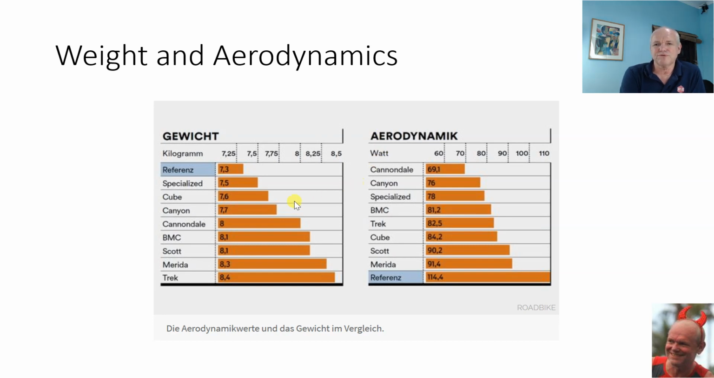You also have to consider the weight. Here you can see the weight of aero bikes related to the reference bike, which is a normal road bike. Aero bikes are always a little bit heavier. That is related to the wheels, but it's also related to the frame, because to construct such a frame you need more carbon. All these bikes are of course made of carbon.